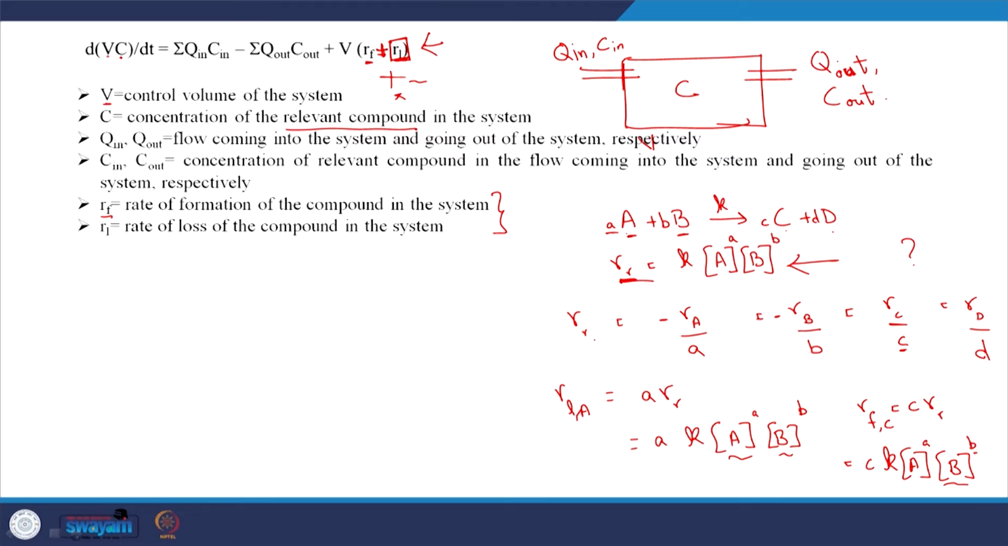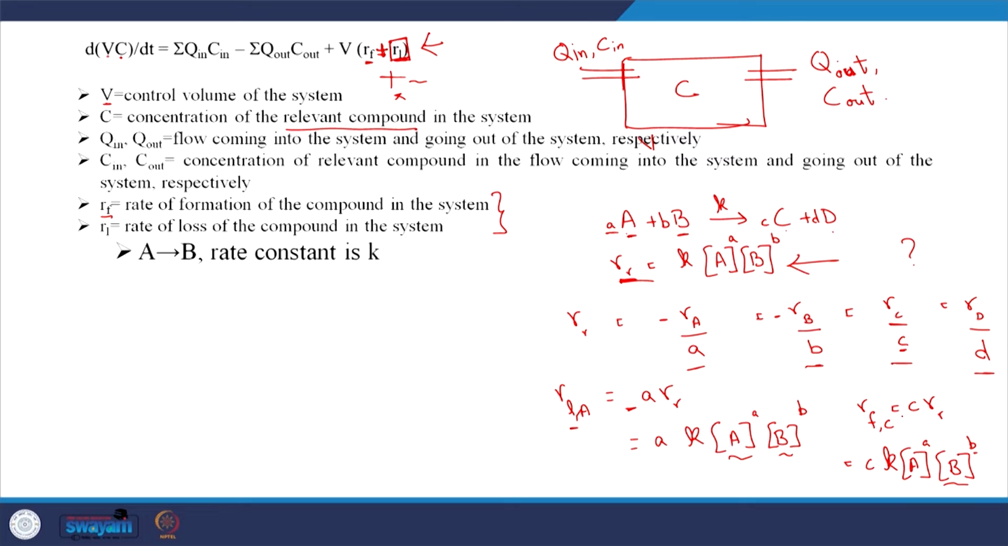That is why here I did not write rate of loss or such, that is why I wrote the negative term here, as in A and B are being lost out here, while C and D are being formed. That is why positive out here and negative out here. But because I wrote rate of loss here, I did not use any particular symbol out here. That is something to keep in mind.